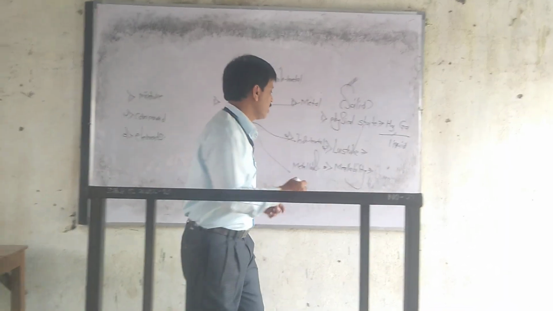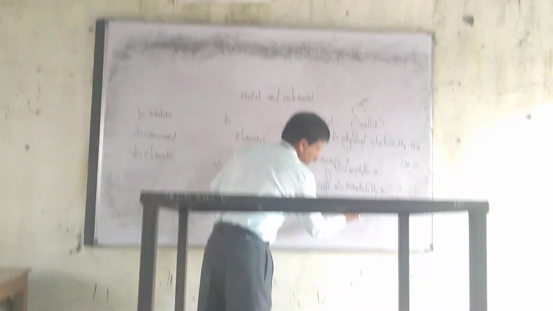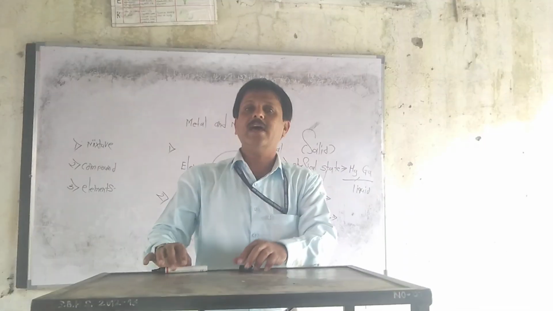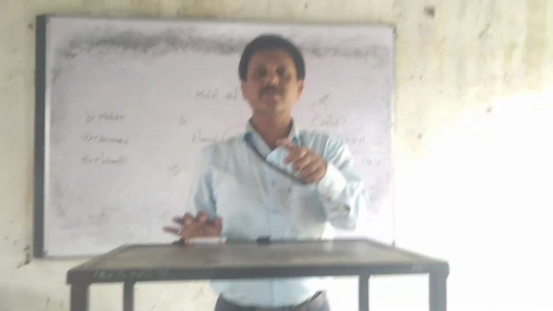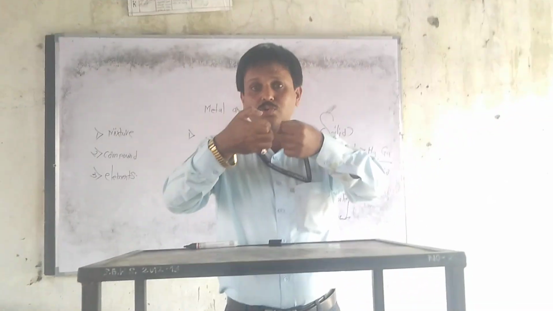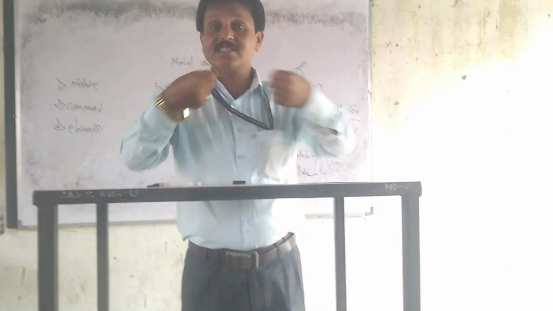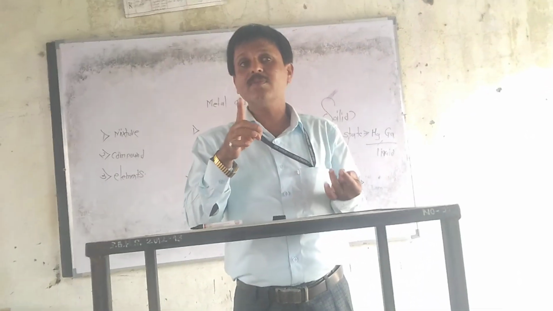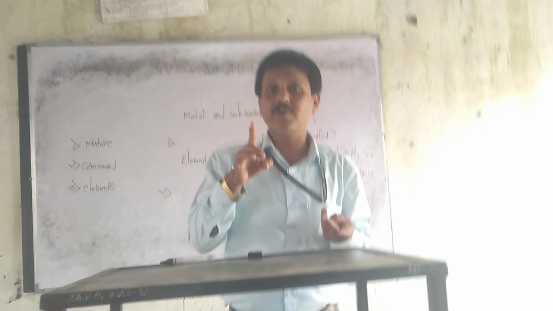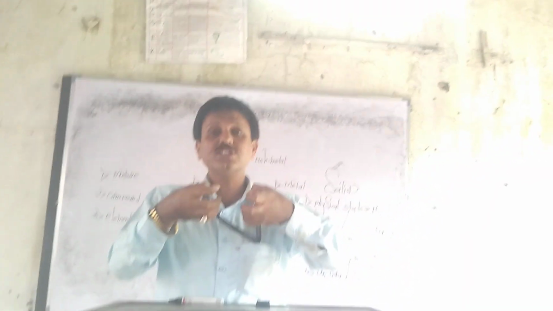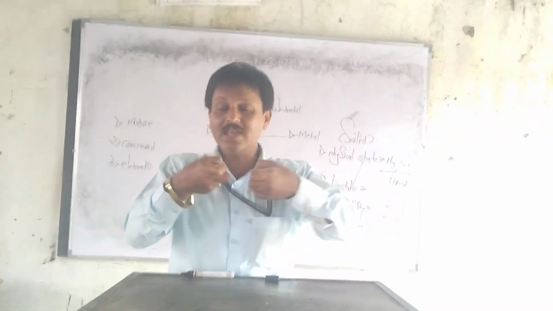Fourth of all, ductility. Sir, what do you mean by ductility? Suppose you take 1 gram of gold or silver and pull it toward both sides. If it is stretched toward both sides, its length increases. If length increases, that metal is a ductile metal. Ductility is the ability of a metal to be drawn into a thin wire.